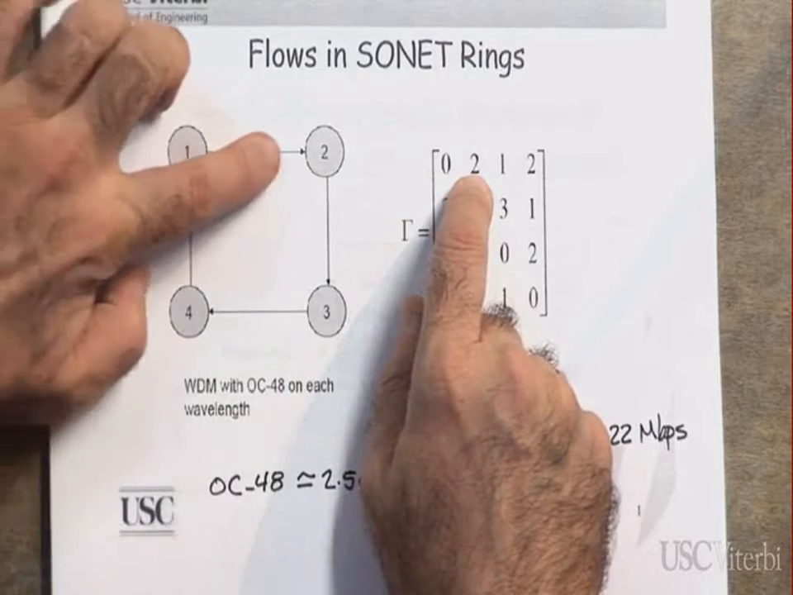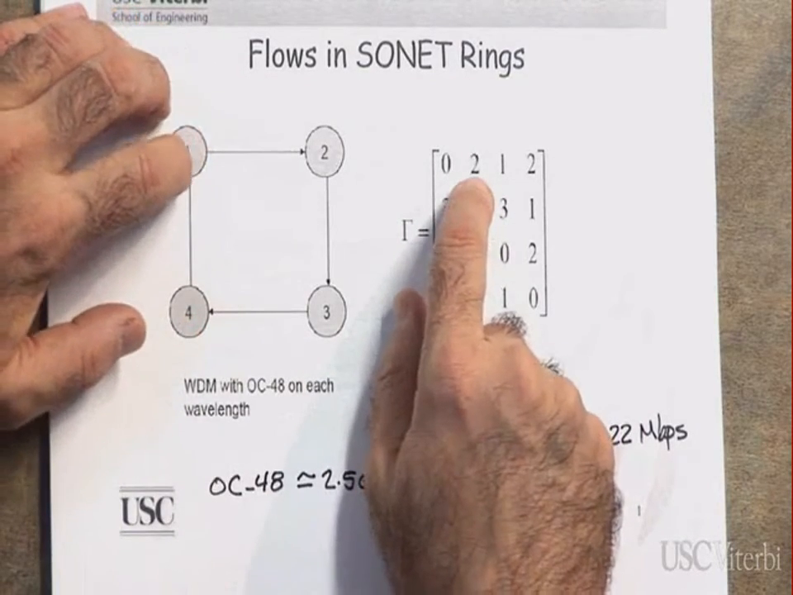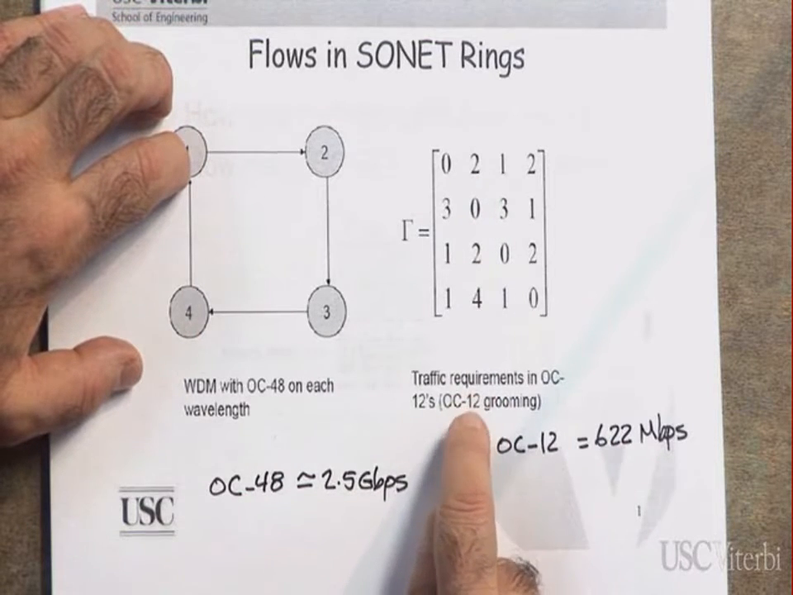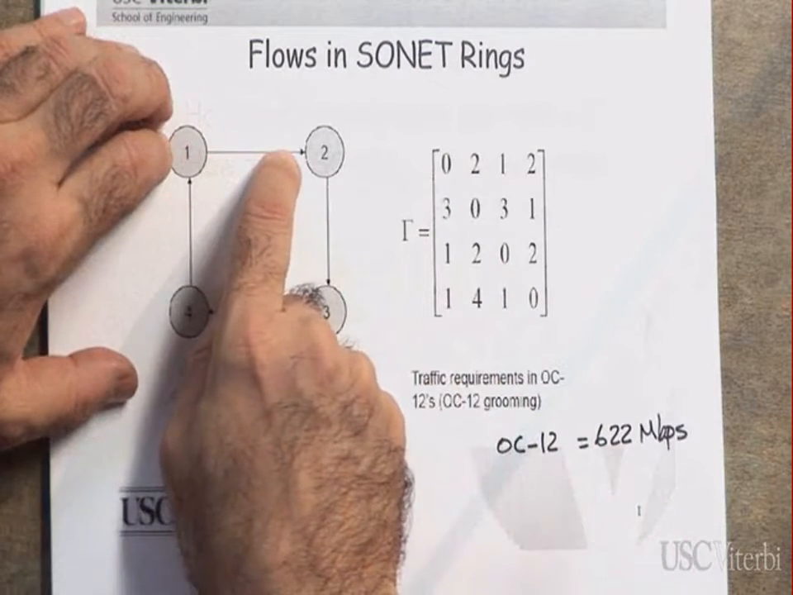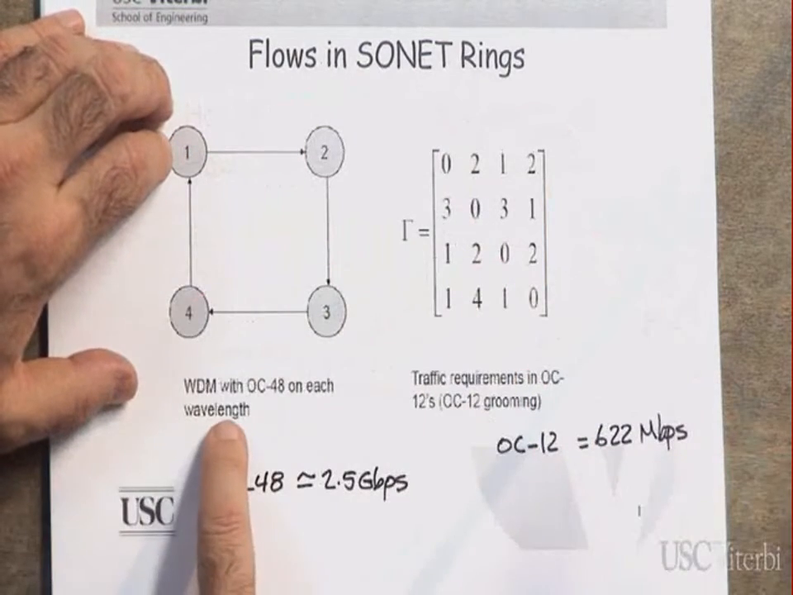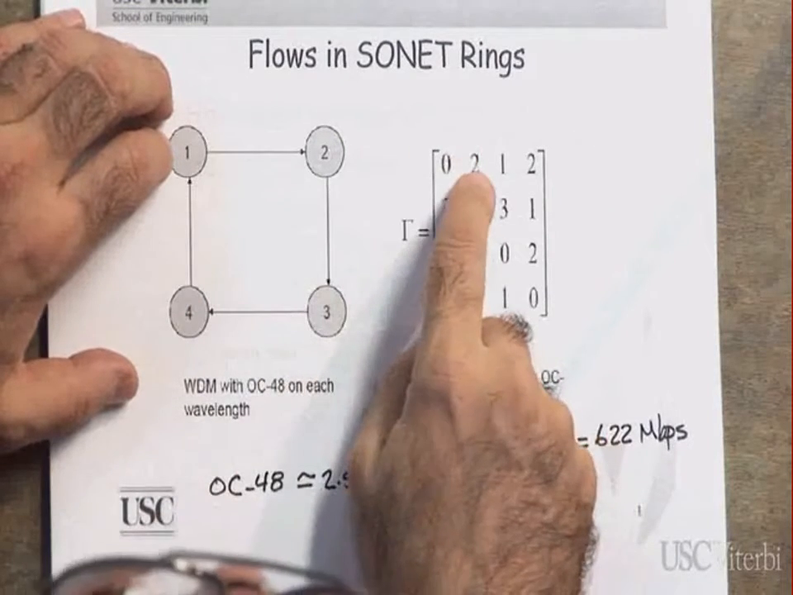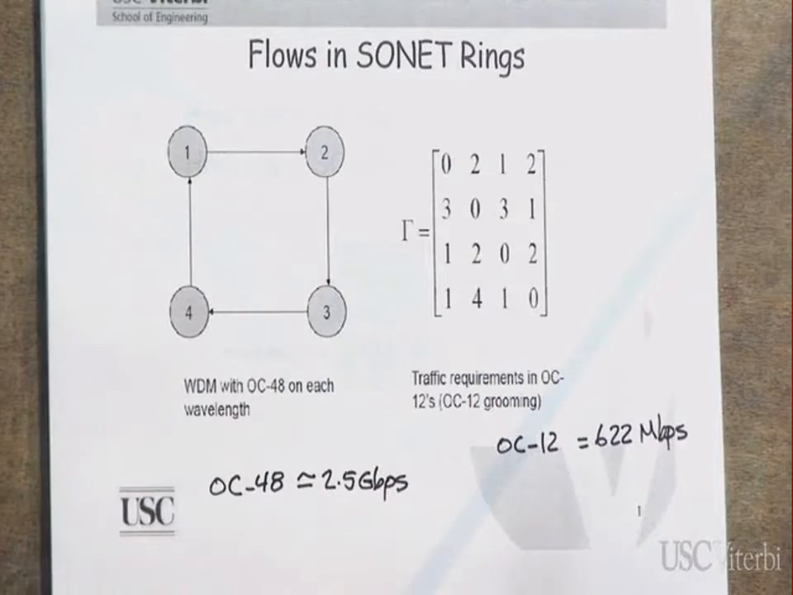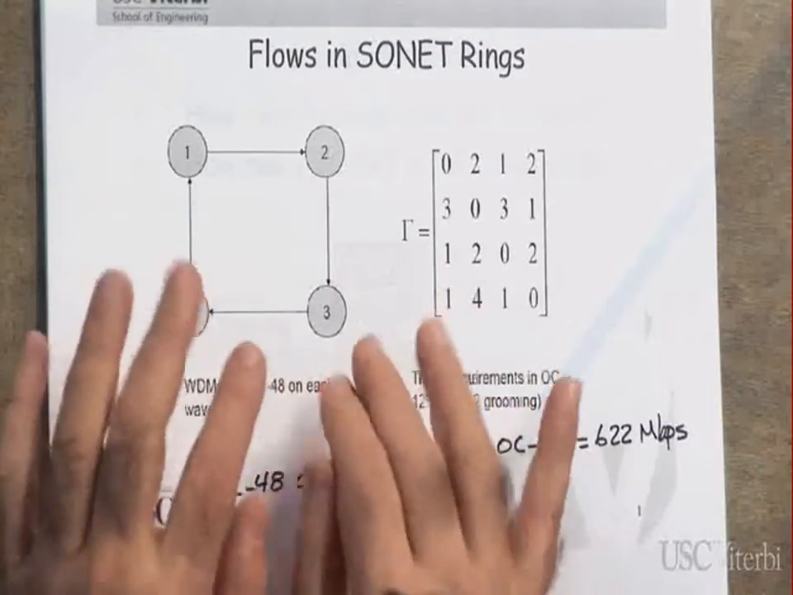What does this 2 mean? It means from 1 to 2, there is a traffic requirement of 2 OC12. Now remember, every wavelength can support OC48, which means every wavelength can support 4 of them. Did you get my point or not? You have to get this one here. This will be in the final exam.